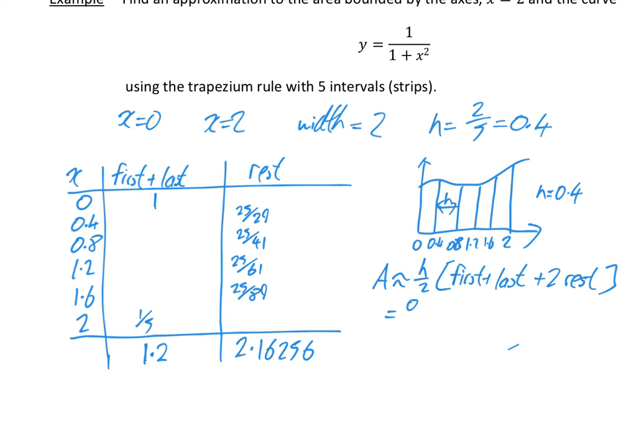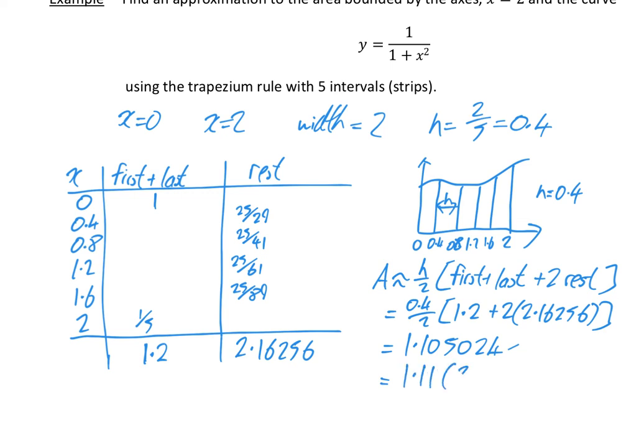And then we just fire in whatever we know. So our h is 0.4, so 0.4 divided by 2. The first plus the last is 1.2. And 2 times the rest, which is 2.16256. And then if you do that out, that becomes 1.105024, which is approximately equal to 1.11 to 3 sig figs.